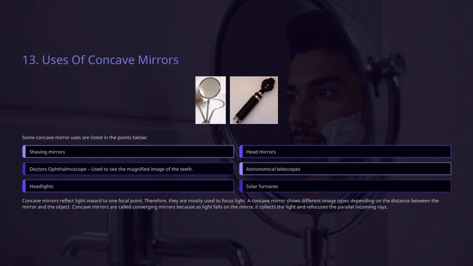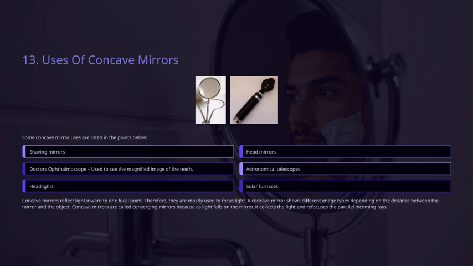Concave mirrors reflect light inward, focusing it into a powerful beam to illuminate the road ahead. This ability to concentrate light is a key feature of concave mirrors. They gather and focus incoming parallel rays, which is why they're called converging mirrors. Depending on how far the object is from the mirror, the image formed can vary. Sometimes it's real and inverted, other times it's virtual and upright.